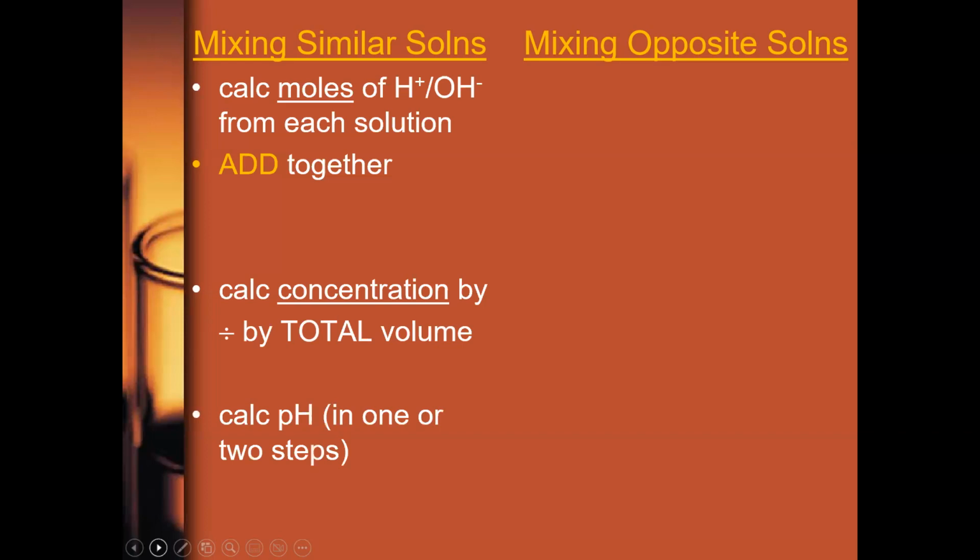And once we have the total volume, we can calculate pH either in one or two steps. That's because if we're mixing two acids, we have our hydrogen ion concentration, so we can just plug straight into pH. But if we're mixing two bases, we have hydroxide, which we can use to find pOH and then change into pH.